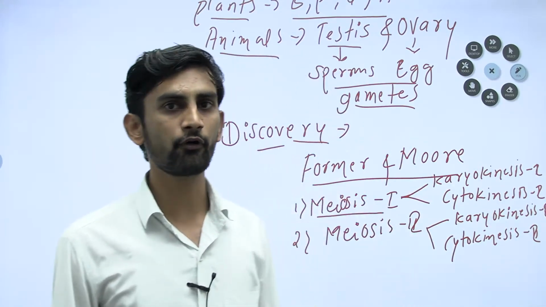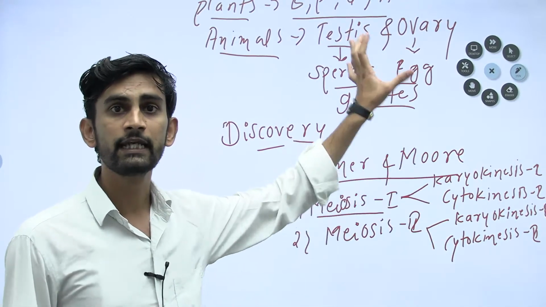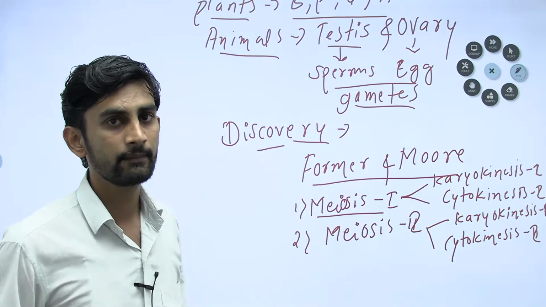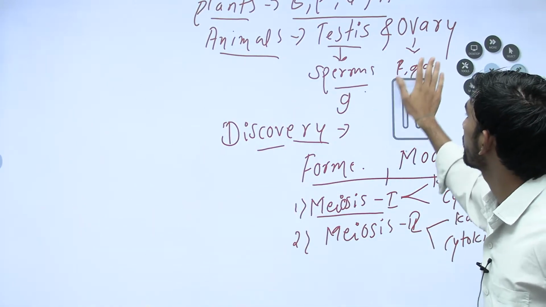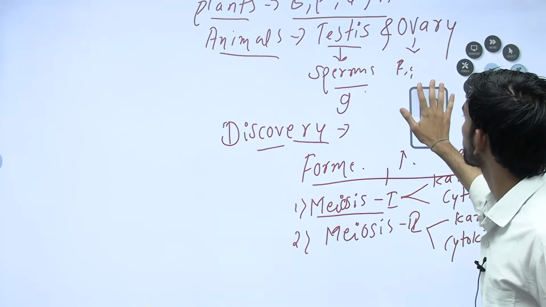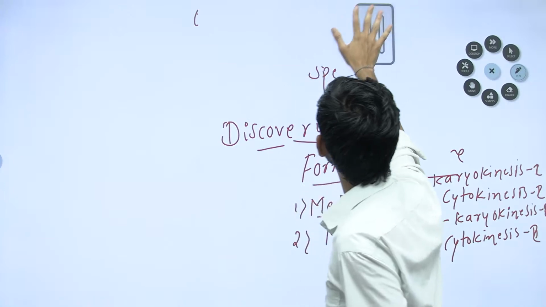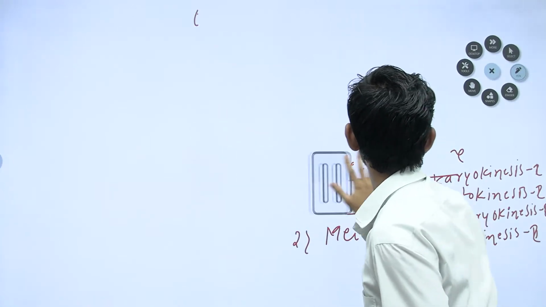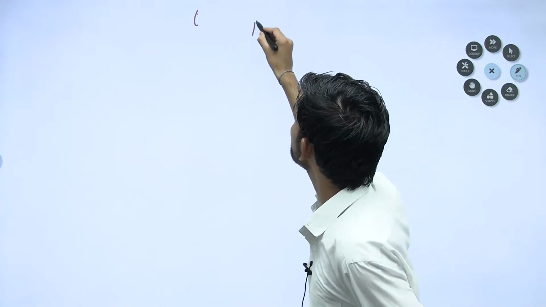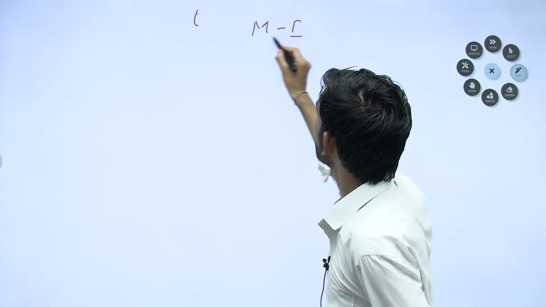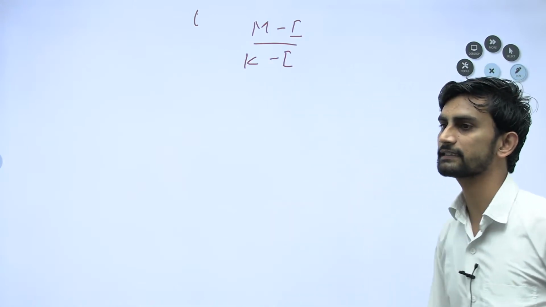So this is very important information: how many divisions, and what are the different processes involved in meiosis 1 and meiosis 2. After that, we'll start with meiosis 1, then followed by meiosis 2. First, note down the heading, meiosis 1. This meiosis 1 involves first karyokinesis 1. You already took karyokinesis 1.